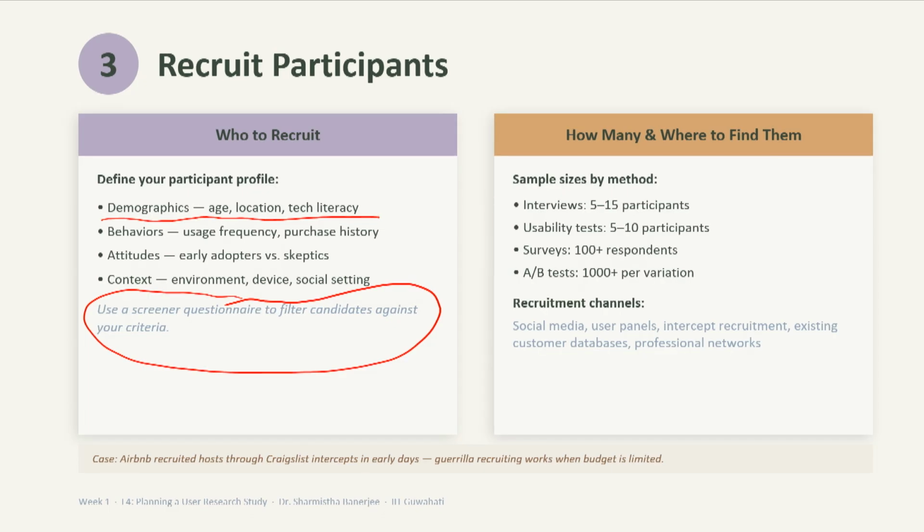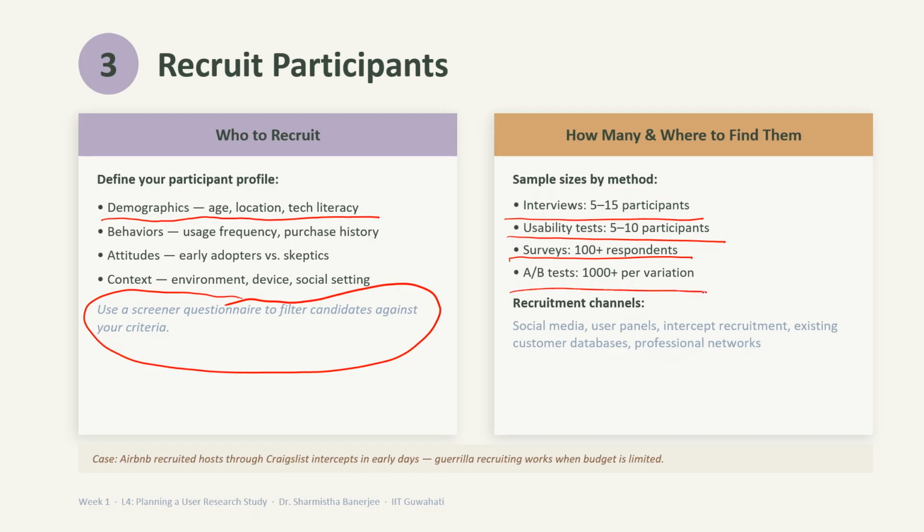How many and where to find them depends on the method that you select. So interviews you can manage with 5 to 15 participants, but if it is usability testing, you need a minimum of 5 to 10 participants, the more the better. Surveys require a lot of participants, 100 plus, and depending on the analysis methodology that you want to use, you might also need more than 1,000.